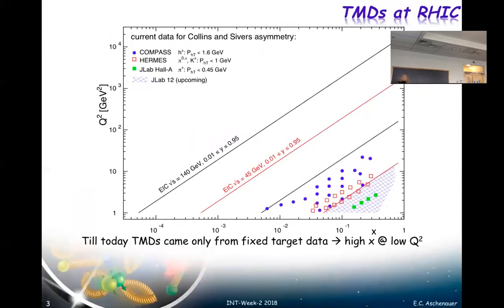So if we look at TMDs, there are the measurements by COMPASS, HERMES, JLab 6, and that is the 12 GeV area for JLab. That's where we have right now our information, particularly for the polarized TMDs. And what we see is all high x and relatively low Q squared.